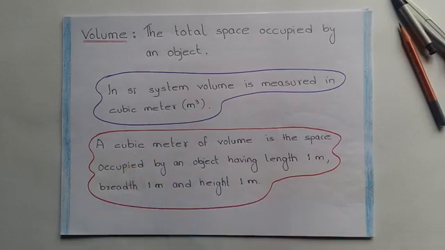And what does a cubic meter mean? It means a cubic meter of volume is the space occupied by an object having length 1 meter, breadth 1 meter and height 1 meter. So if an object has a length of 1 meter, breadth 1 meter and height 1 meter, it occupies a space of 1 cubic meter.